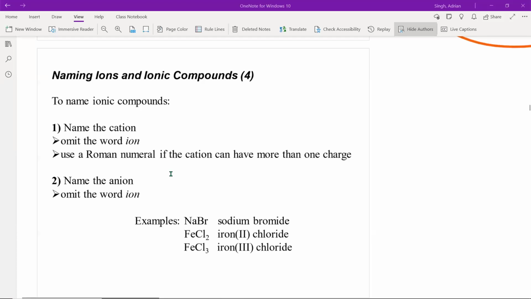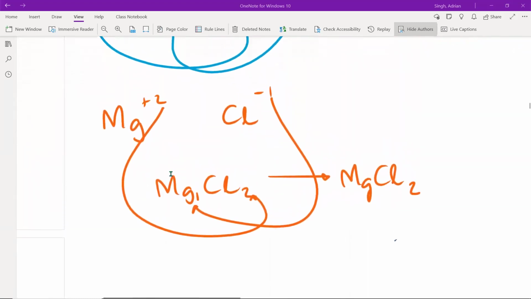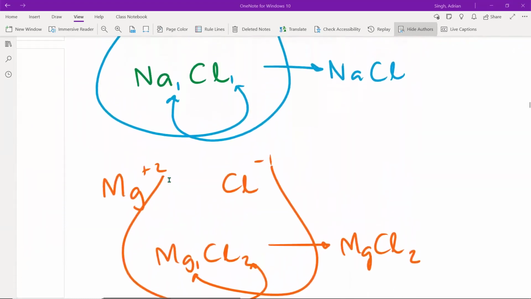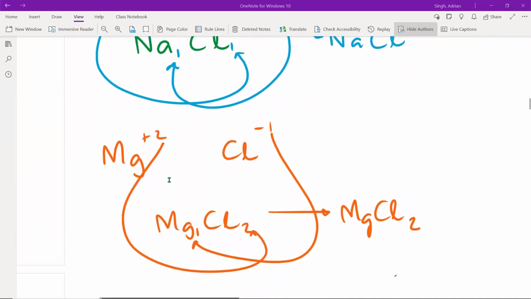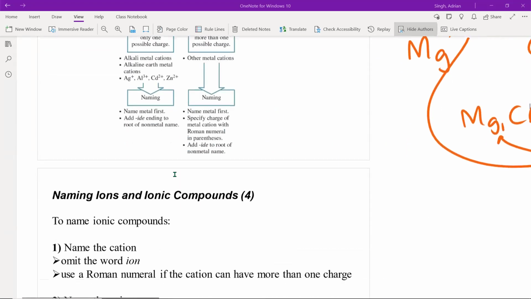Okay, so now that we have an idea of how to put together the formulas for our ionic compounds just by either using the Lewis dot symbols, or we can use the quick way, which is the crisscross or the cross charge method, where the charge on the cation becomes a subscript on the anion and vice versa. Let's take a look now at how we name our ionic compounds.